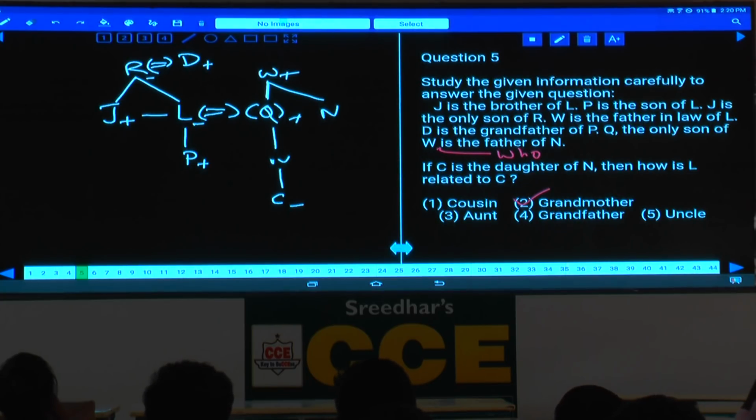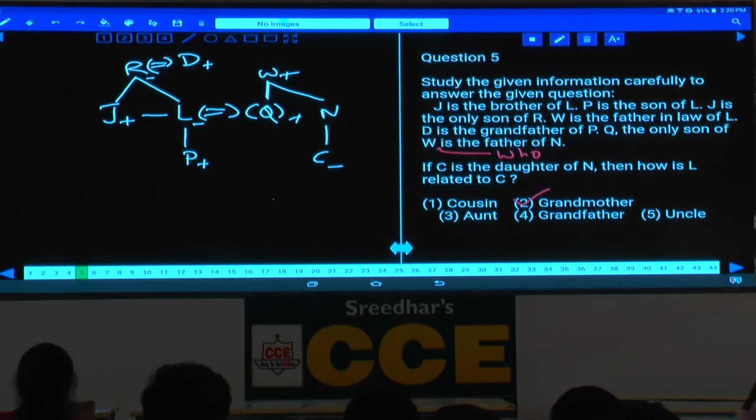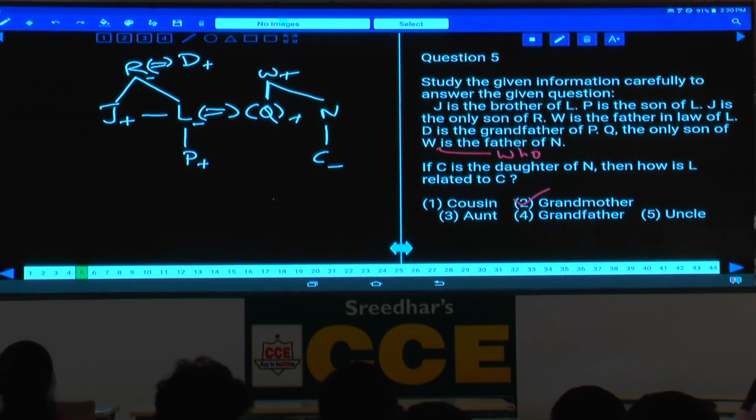See the continuation, who we are talking about. Q, the only son of W, that means Q is the father of N. Then now W is the father of N, then we can take N at this place. If C is the daughter of N, C will be here. And then how is L related to C? L related to C, aunt, that is choice 3.